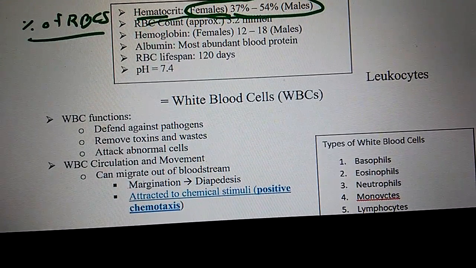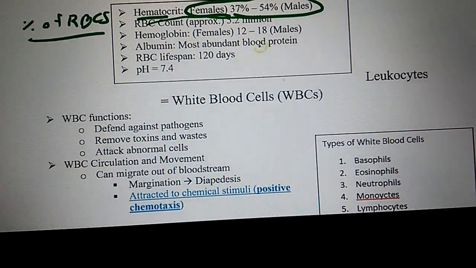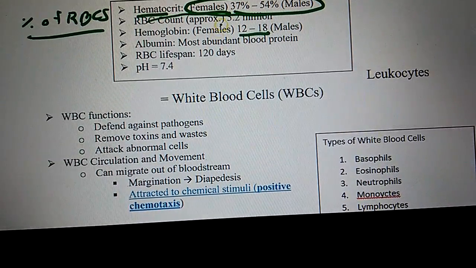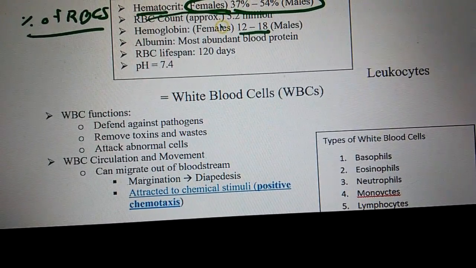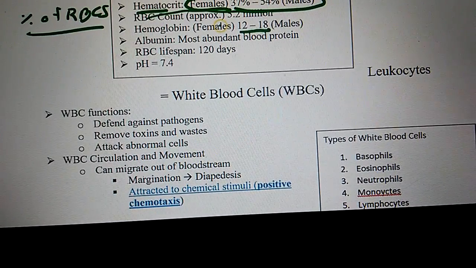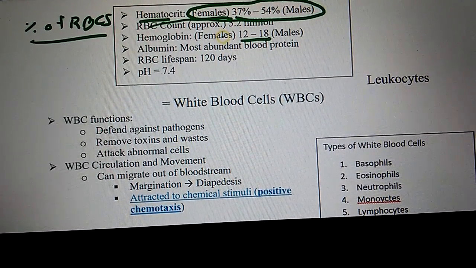I don't really care about the red blood cell count. Don't worry about that. Hemoglobin is 12 to 18. What is hematocrit? 37 to 54. What's hemoglobin? 12 to 18.